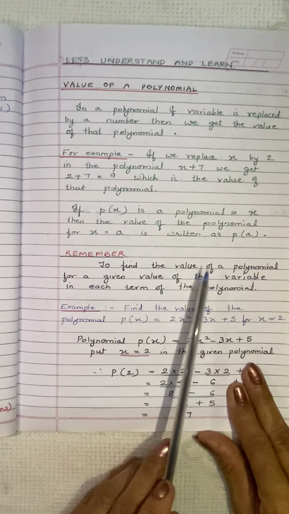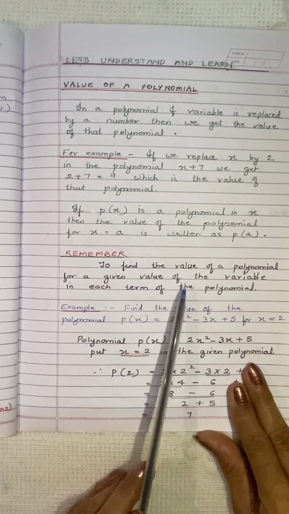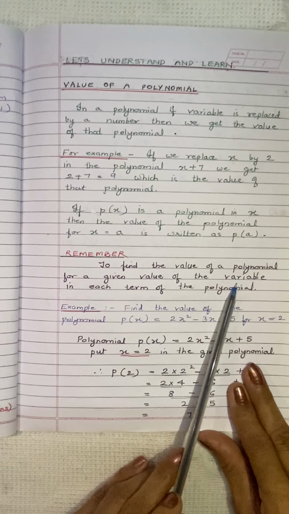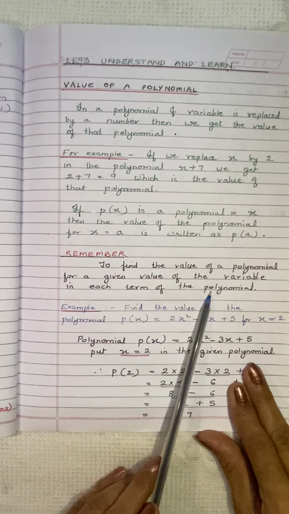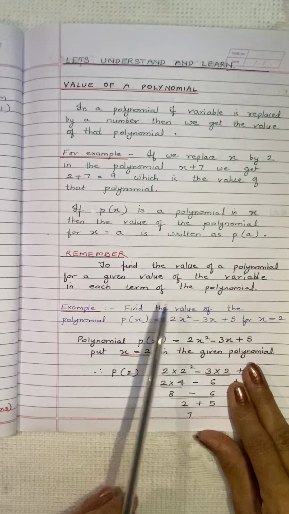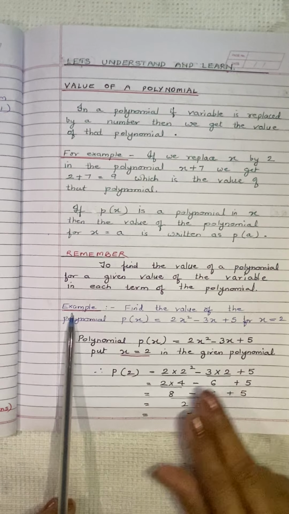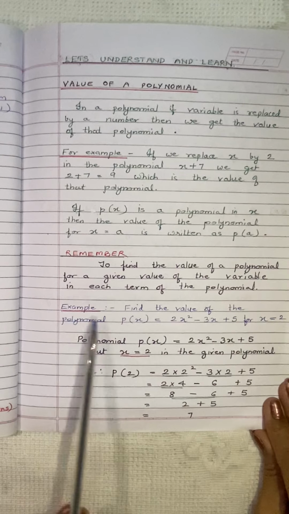Now remember, to find the value of a polynomial for a given value of the variable, in each term of the polynomial, every term which has x, we will replace it by the given value. Now let's see an example to understand in more detail.